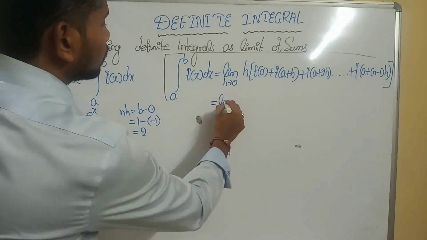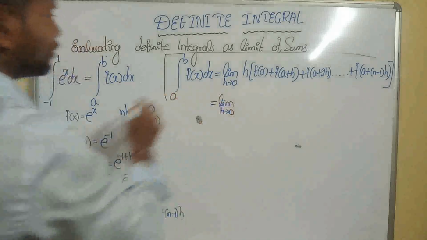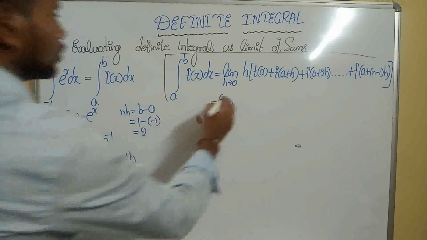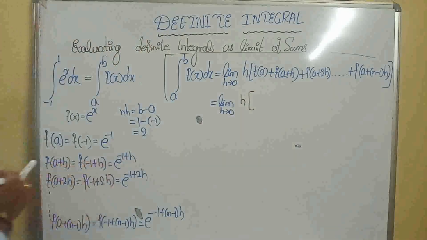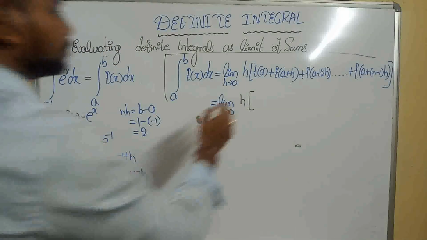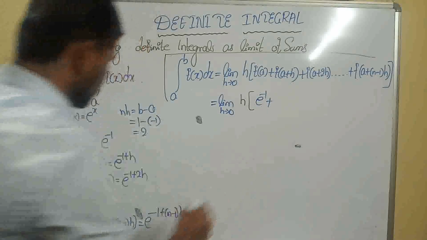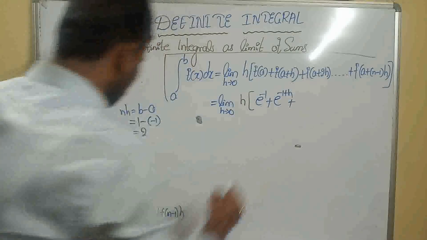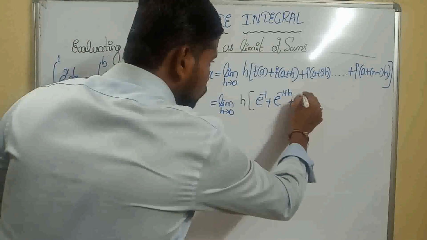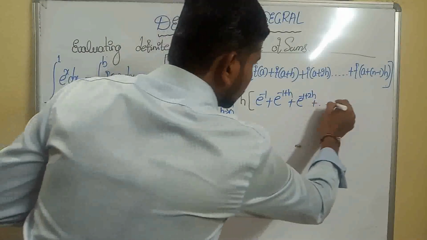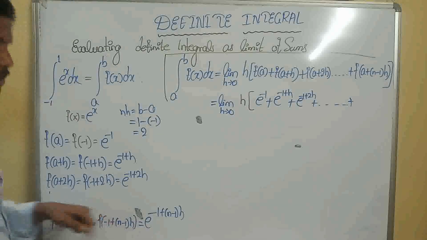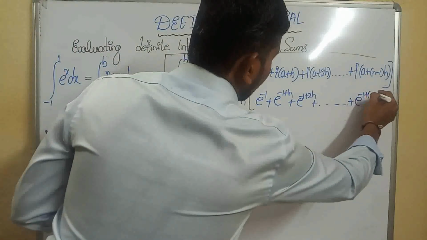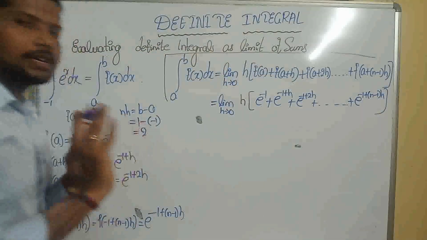It will be limit as h tending to 0. It is limit as a sum. That's why I need to use the definition to find the integral. h outside as it is. What is f of a? f of a value will be e to the power minus 1, plus the next value e to the power minus 1 plus h, the next value e to the power minus 1 plus 2h, and so on up to the last term e to the power minus 1 plus n minus 1 into h. Got the point clearly? Okay.